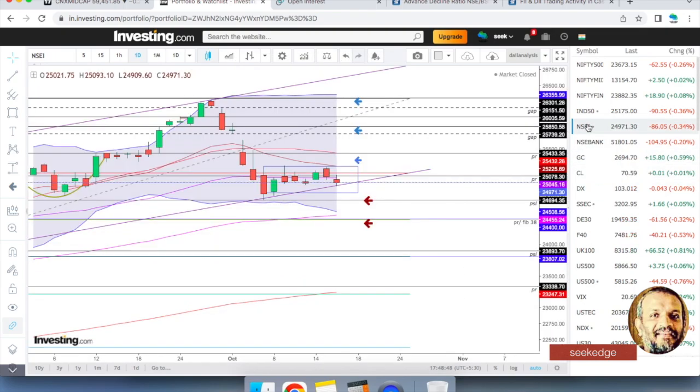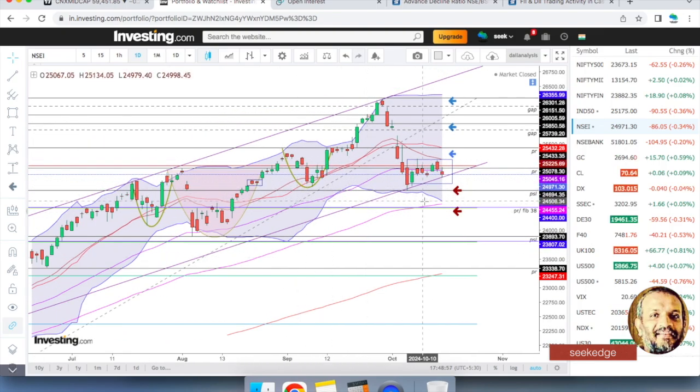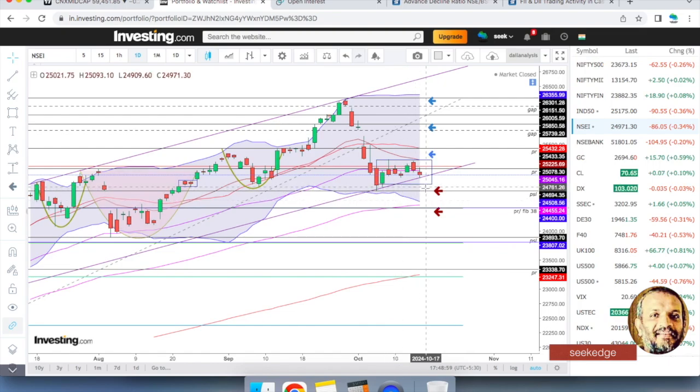So most things remain the same, except that it looks like it's probably trying to make a head and shoulders on the daily time frame and retest the previous swing lows, at the same time making a lower low in the lower high, lower low price action pattern. That's what it's probably heading towards.